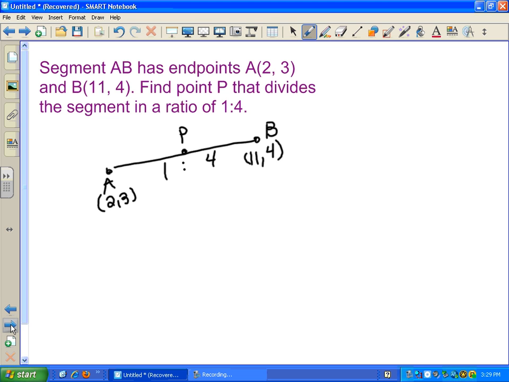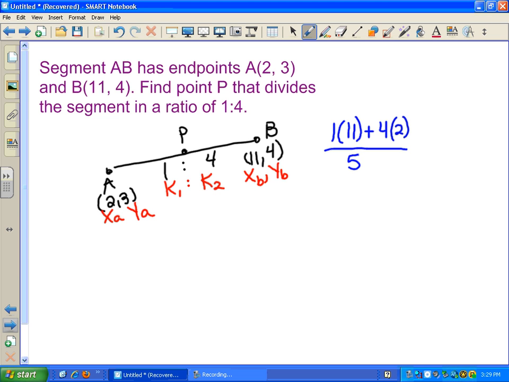So I'm going to label what all my points are and what my numeric values are. 2 is x sub A, 3 is y sub A, 1 is k sub 1, 4 is k sub 2, 11 is x of B, and 4 is y of B. So plugging it into my formula, I take my k1 value, which is 1, times my x sub B value, which is 11, plus my k sub 2 value, which is 4, times my x of A value, which is 2, all over the k values added together, so 1 plus 4 is 5.